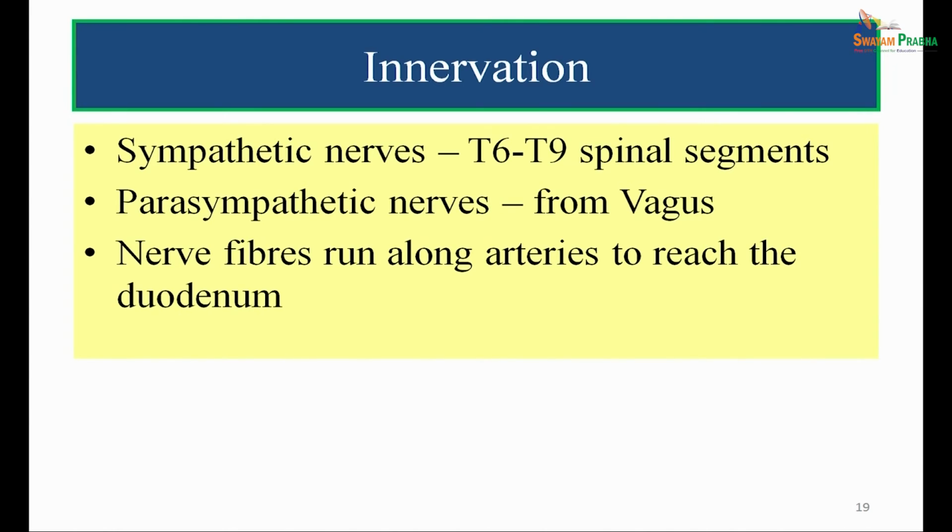Innervation, nerve supply. So, it is an organ which is not under our control. So, obviously, it is supplied by the autonomic nervous system. The sympathetic nerves arise from the T6 to T9 spinal segments of the spinal cord. The parasympathetic nerves are derived from the vagus. These nerve fibers will run along the arteries and reach the duodenum.